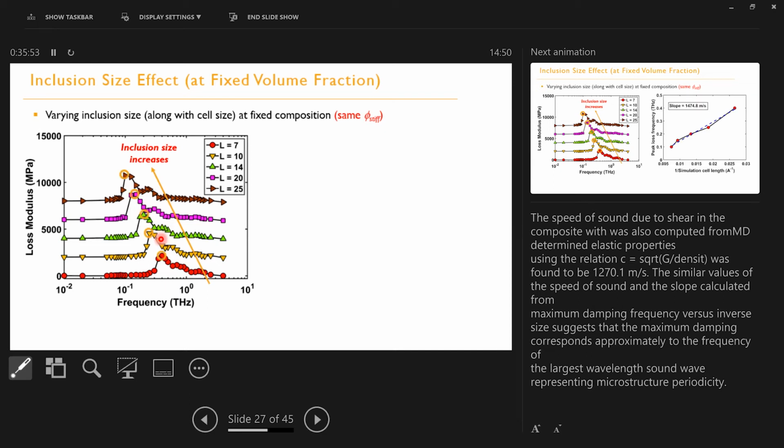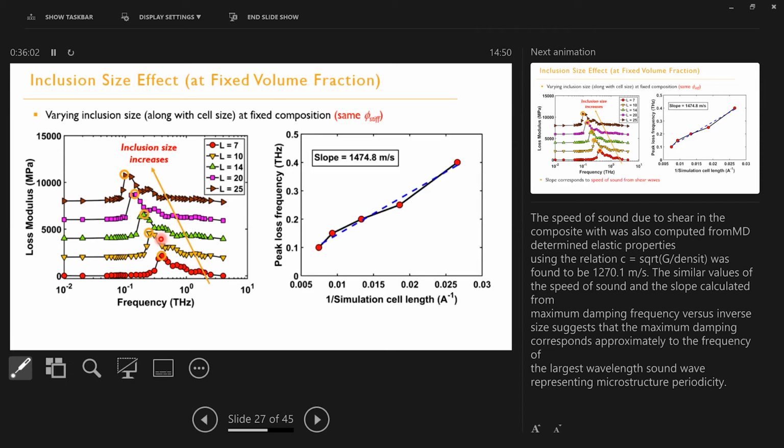We are saying that the phonon modes are responsible for dissipation. Phonons are lattice vibrations. And if you have a very simple idea about frequency and the speed of sound propagation of these materials, we'll see that if you plot the loss frequency, which are these values, the peak loss frequency, as a function of inverse simulation cell length, we see a straight line.